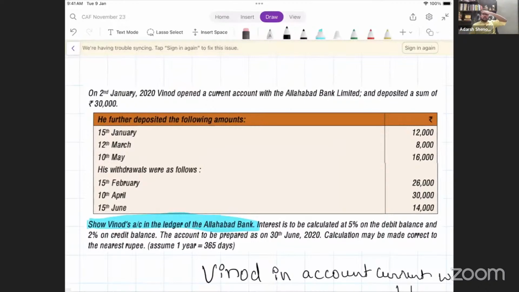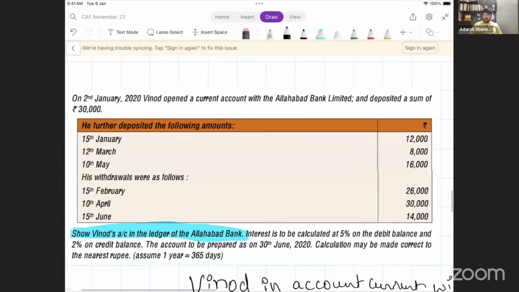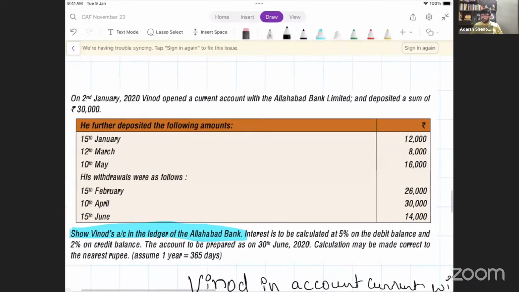Okay, so now he further deposited. Who are we now? Are we Vinod or are we the bank? We are the bank, right? So from the bank's perspective, we have to think. From whose perspective? Bank's perspective.